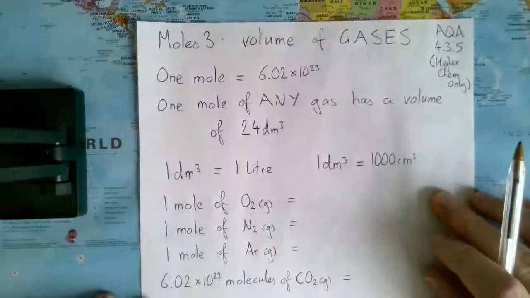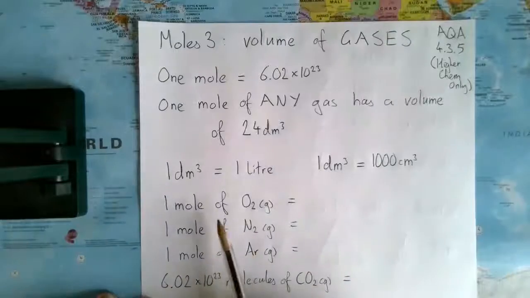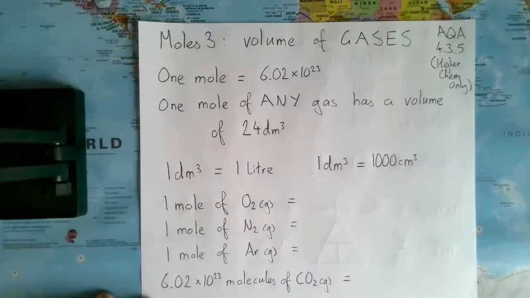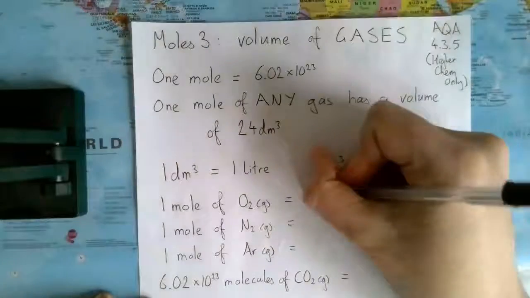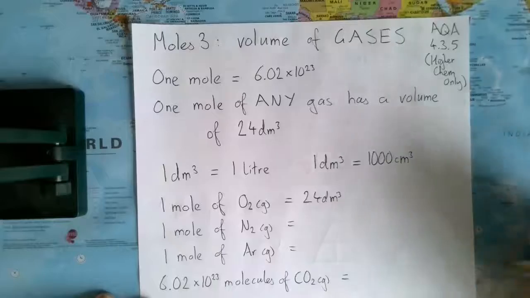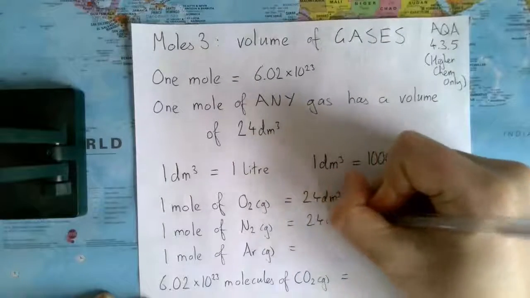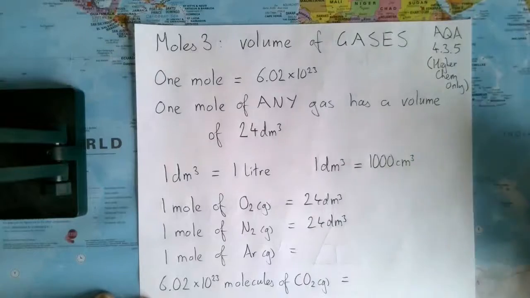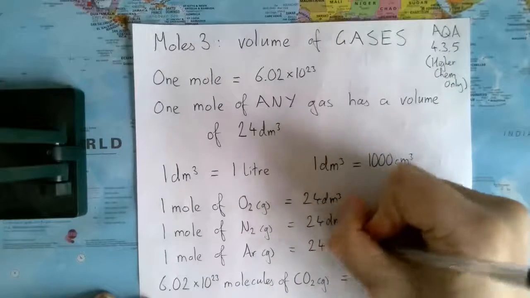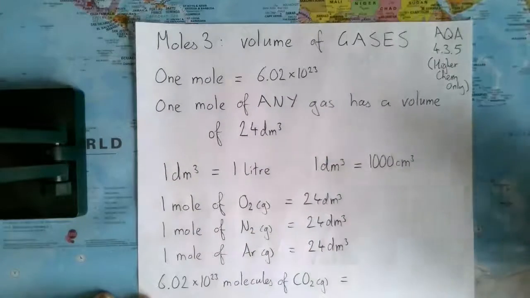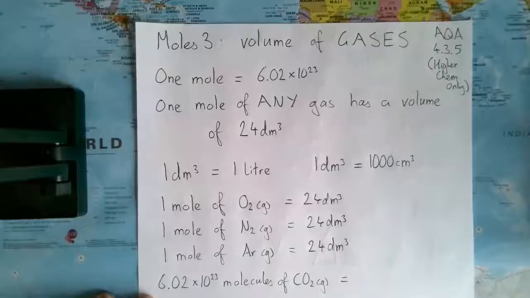Okay, let's just show quite how easy this is. I've just said 1 mole of any gas has a volume of 24 decimeters cubed. What about 1 mole of oxygen? 24 decimeters cubed. Okay then, what about 1 mole of nitrogen? 24 decimeters cubed. Okay then, argon, think of the pirates. Nope, still the same, 24 decimeters cubed. It really doesn't matter. In the exam, they might give you a gas you have never heard of. Guess what? 24 decimeters cubed.